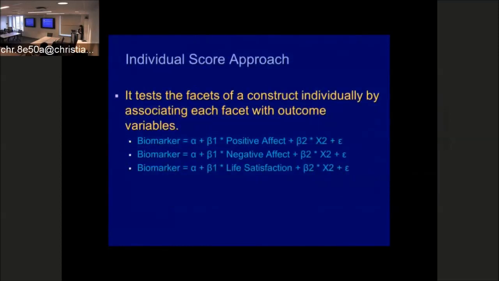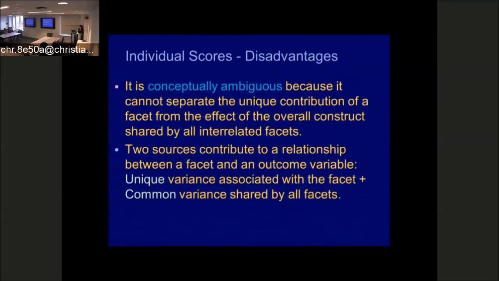On the other hand, the individual score approach tests the facets of the construct individually by associating each domain with outcome variables separately, because some researchers would argue, oh, I'm only interested in life satisfaction. So let's take life satisfaction and see what it does in terms of predicting biomarkers. The major disadvantage is that the individual score approach is conceptually ambiguous because it cannot separate the unique contribution of a facet from the effect of the overall construct. That is, two sources are contributing to a significant relationship between the facet and the outcome variable. The first one is the unique variance, for example, positive affect. And the second source is the common variance, shared with negative affect and life satisfaction.